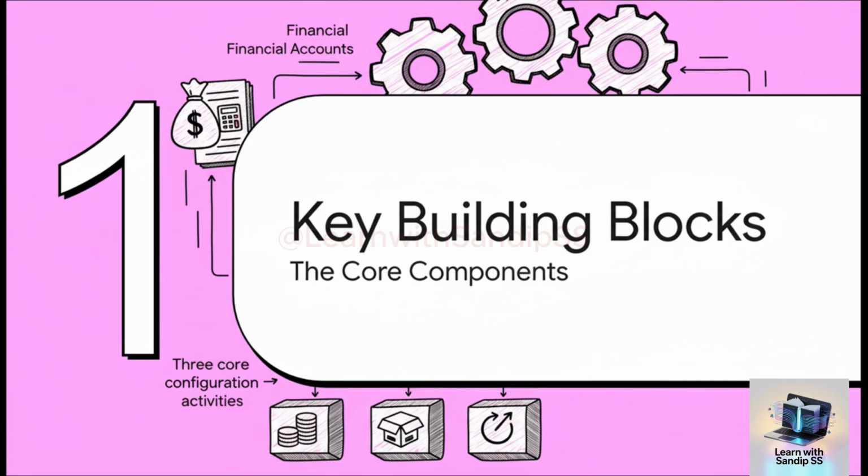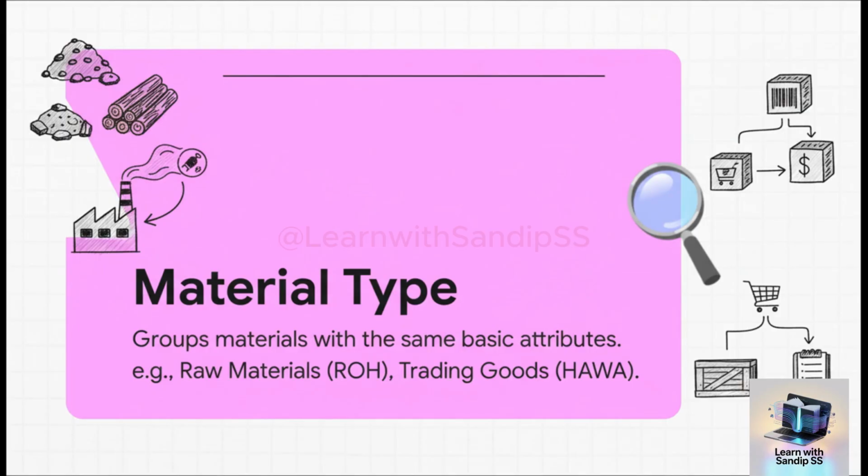Well, it all comes down to a few key building blocks working together behind the scenes. We're about to look at the 3 core pieces of configuration that make this financial magic happen. And once you understand these, you've pretty much mastered the whole process. First up, we have the material type. Think of this as the highest level of classification for any material you create in SAP. It's all about grouping materials that share the same basic characteristics. For example, ROH is the standard type for raw materials, stuff you use to build things. And HAWA is for trading goods, things you buy and then sell. This is our starting point.